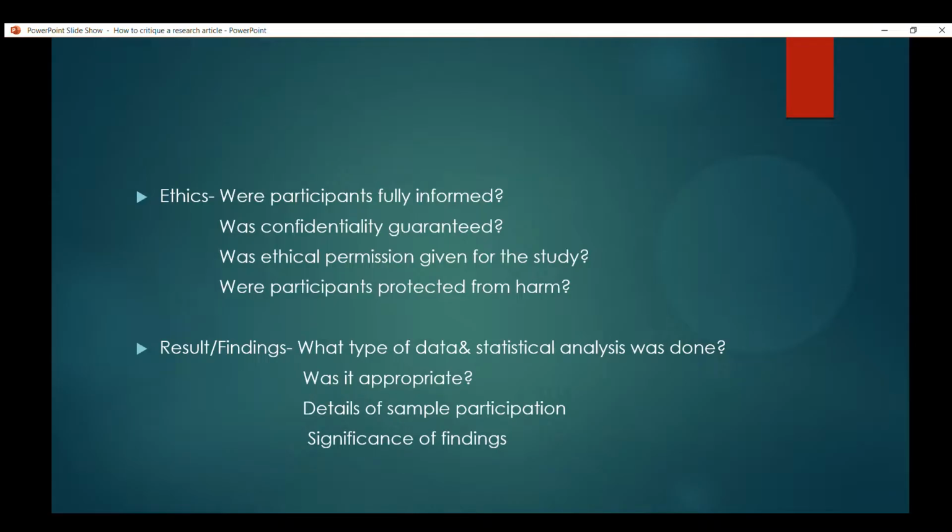And then the significance of findings was stated, like everything that was seen, the significance of it. Was it written? What's the significance of the data and statistical analysis that was done? And then that would influence the discussion.